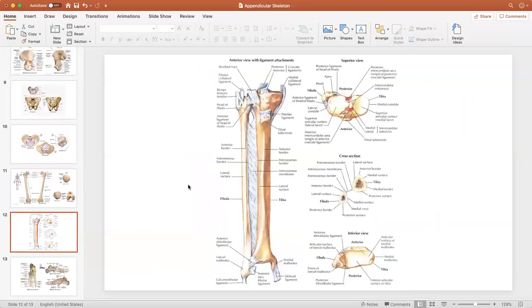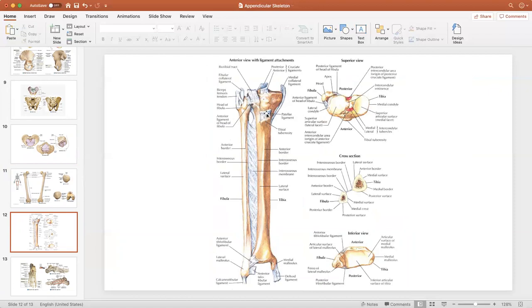Then we have the tibia and the fibula. So we have the tibial tuberosity. This is that big old bump on the front of your shin. Okay, this is where the patellar ligament attaches.